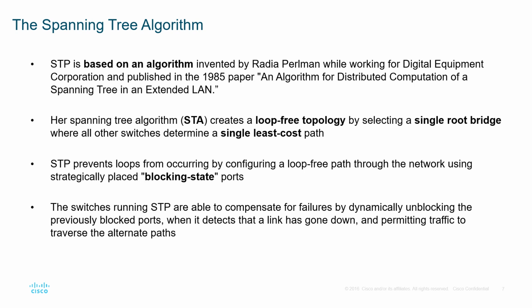It prevents loops from occurring by configuring a loop-free path through the network using strategically placed blocking states, or blocking state ports. So switches that are running STP are able to compensate for failures by dynamically unblocking those same ports when they detect that a link has gone down, and then again permitting traffic to traverse the alternate path until perhaps the other link comes back up. Then STP will recalculate and possibly block the port that was previously blocked.